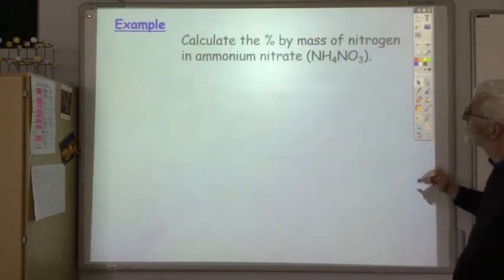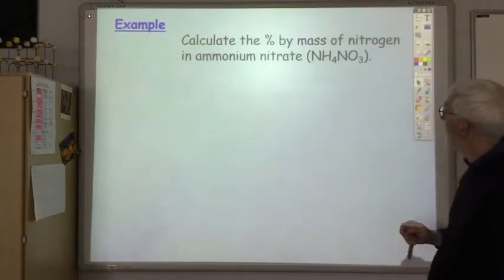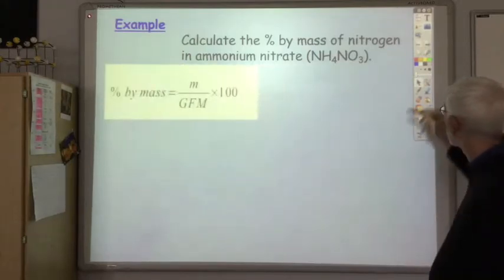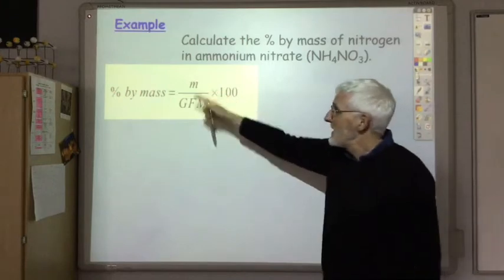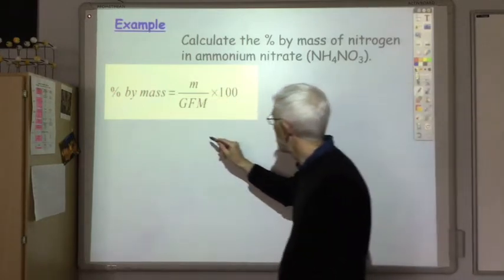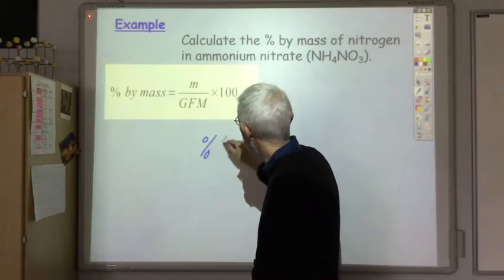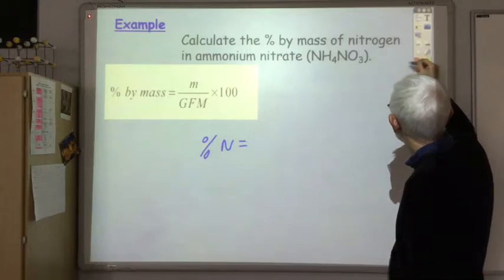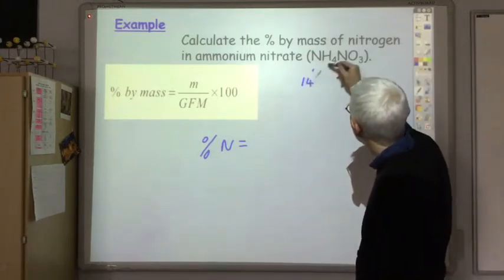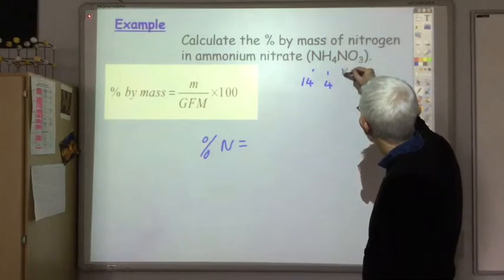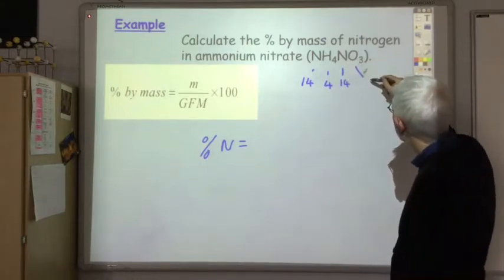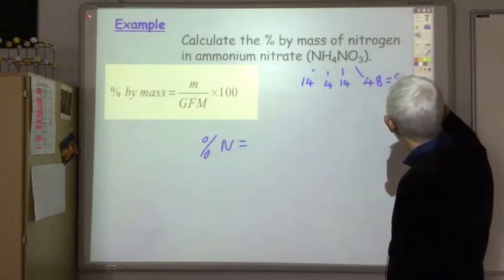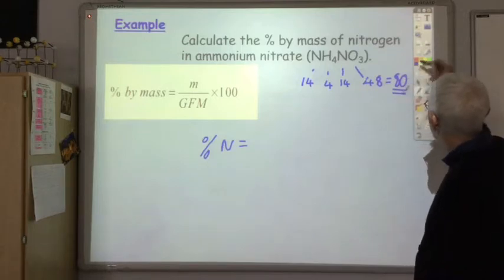So let's do a quick worked example. Calculate the percentage by mass of nitrogen in ammonium nitrate. There's the formula for ammonium nitrate. Okay, so M here stands for the mass of the element. So percentage nitrogen, so the mass of the element in the formula. So let's just work through the formula. So we've got 14 there. 4 hydrogens is 4. Another 14 for the nitrogen. And 3 oxygens is 48. Okay. And you add them all up, it comes to 80. So the gram formula mass is 80.